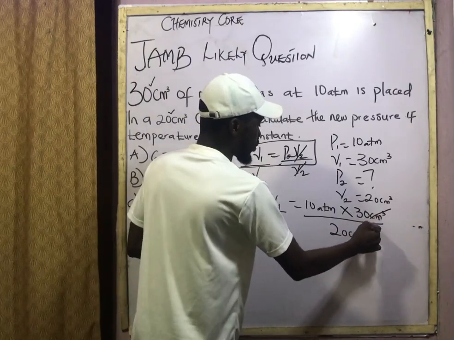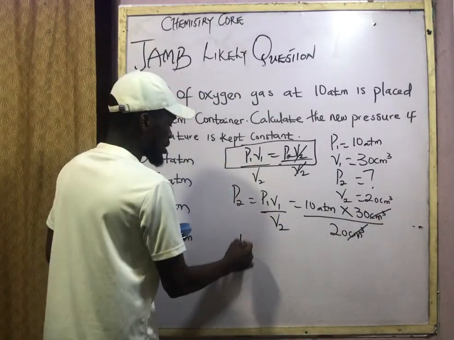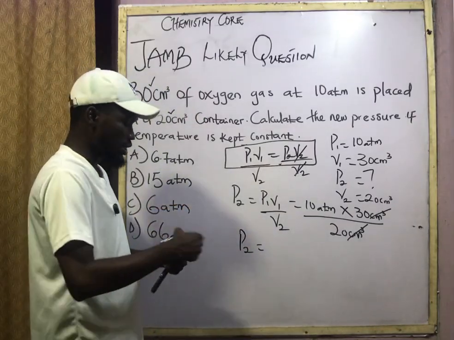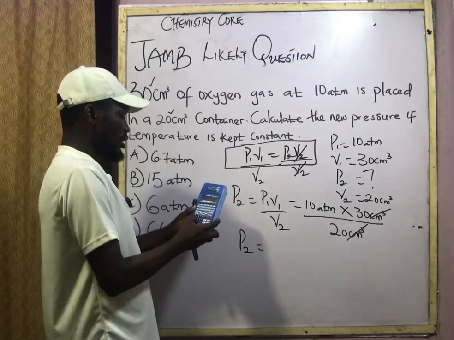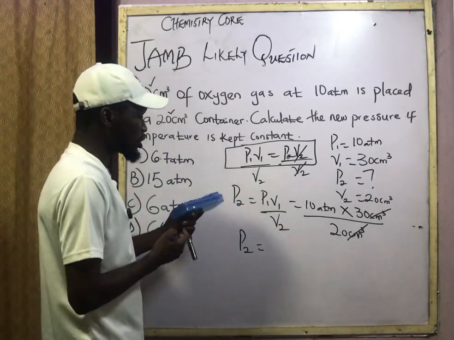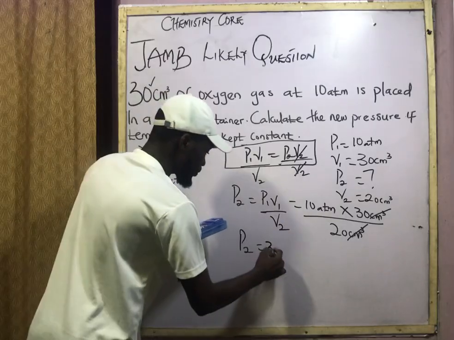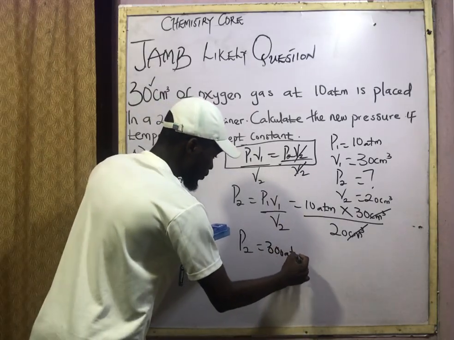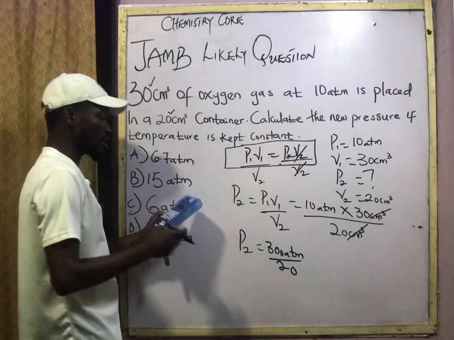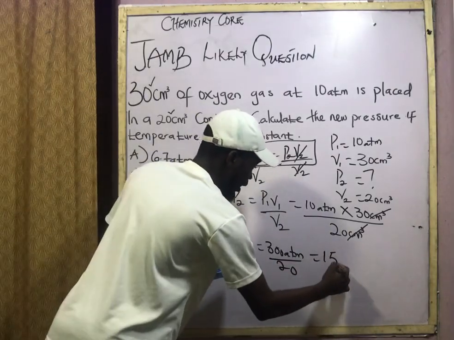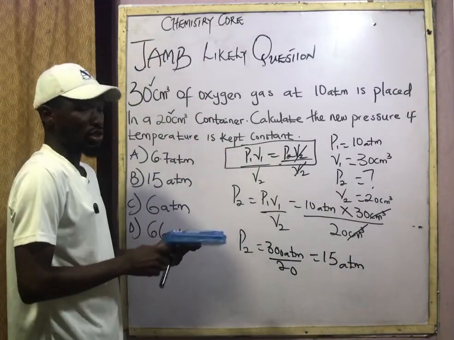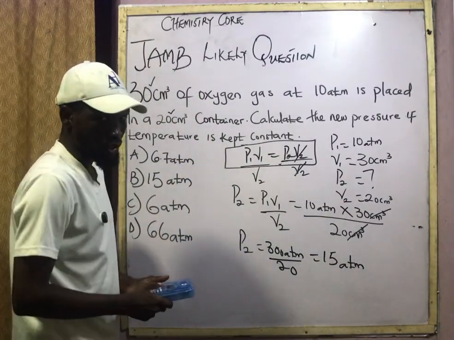So the cm cube will cancel the cm cube. Since we are looking for our new pressure, we have 10 atm multiplied by 30, which gives 300 atm, divided by 20. Divided by 20, we have 15 atm. This is how you solve and justify your answer.